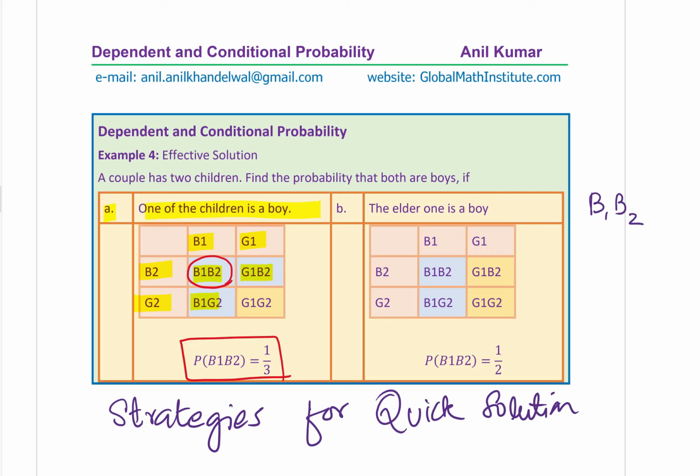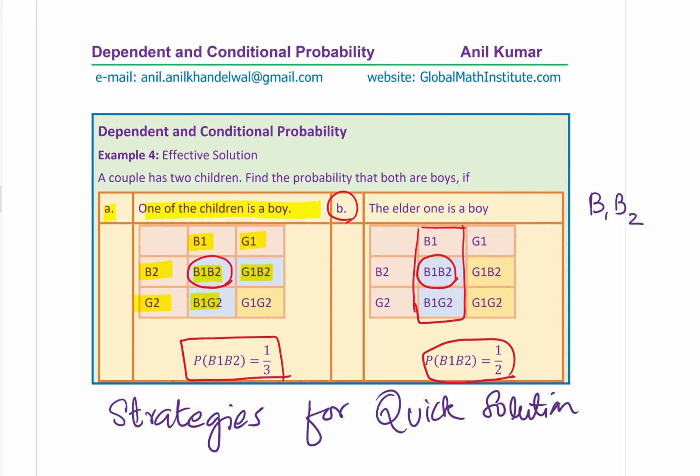You get the idea. Now, let's look into the second case where the elder one is a boy. We know the first child, the elder one, is a boy. So we are now restricting ourselves to this particular group where the first one is a boy. Out of these two cases, only one is a case where both are boys. So the probability now is 1/2.